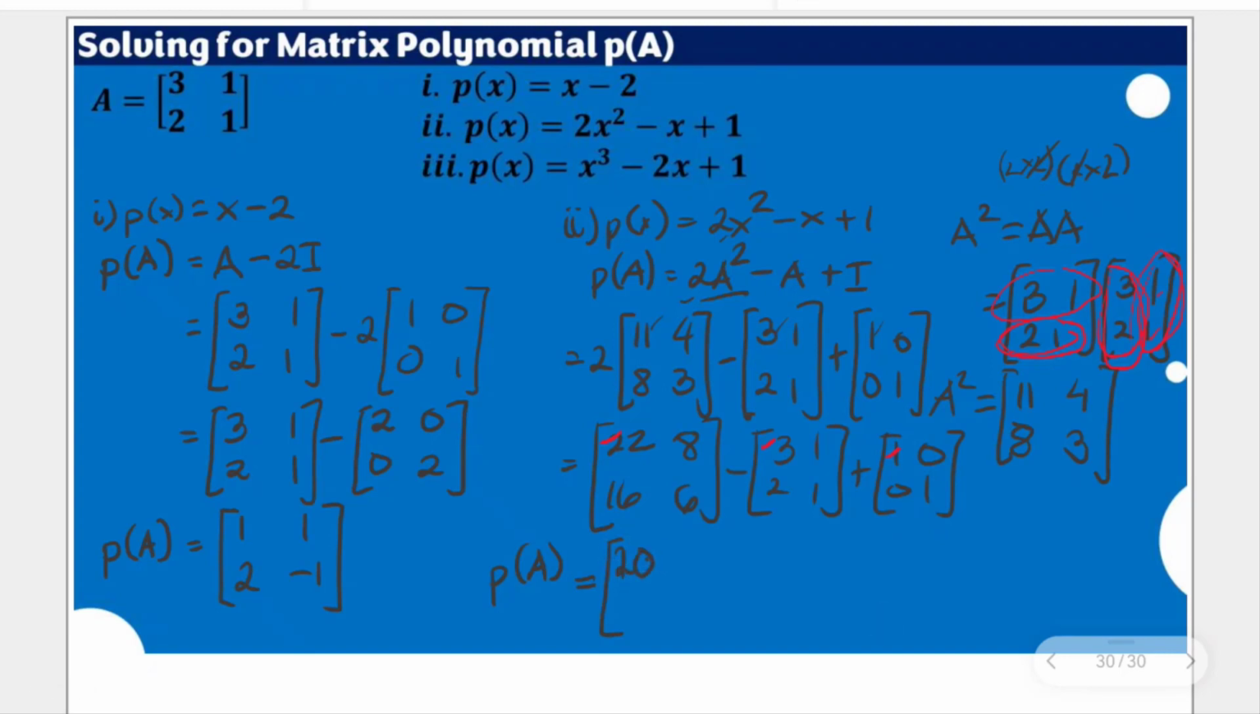20, that's 20. Next, you will have 8 minus 1, 7, plus 0, I have 7. Next, 16 minus 2 is 14, plus 0, 14. And finally, you will have 6 minus 1 is 5, plus 1 rather is 6. So this is now your matrix polynomial for the second situation.